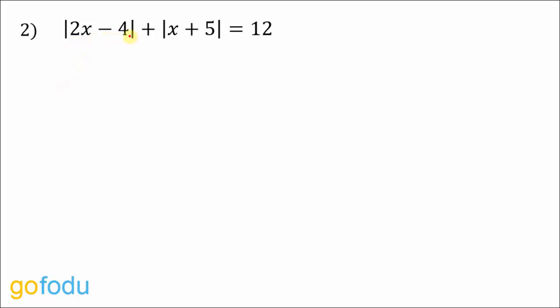Mod of 2x minus 4 plus mod of x plus 5 is equal to 12. We'll solve this with the standard procedure that we saw in the previous video. We'll make different cases. Case 1 will be when 2x minus 4 is greater than or equal to 0. So this mod sign will open with a plus sign. It will open as it is.